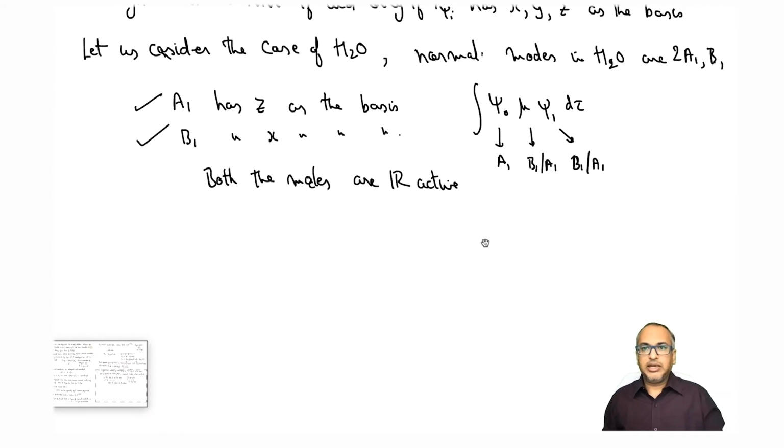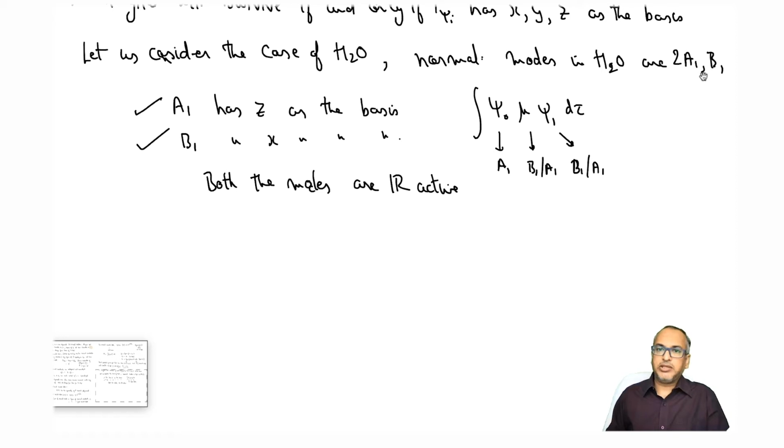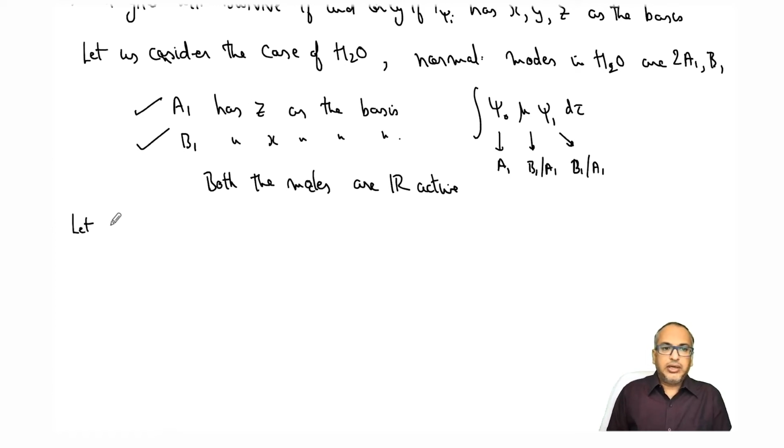So again I want to emphasize that although we have determined the normal modes of vibration using symmetry and group theory, not all modes will be active under IR or Raman spectroscopy, and we will have to set up this integral and find out using the direct product whether the integral will survive or not, and that will define whether a mode is IR active or not. So basically here you will see all three modes in the IR spectrum. Okay, now let us take another example quickly. Let us take an example of CH4.